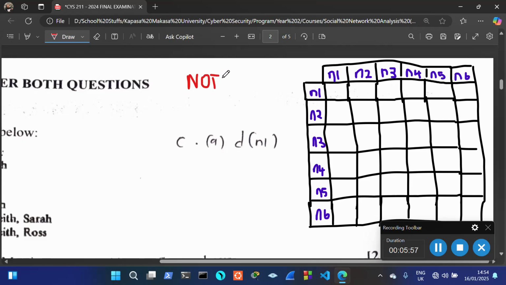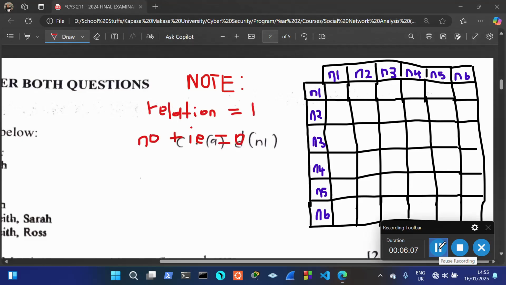So what are those? Number one, if a relation exists, we'll be denoting it with a 1. Let me just write that. What we mean is that if a node happens to have a relation with another node, we'll be denoting that with a 1. So if a relation exists, we'll be saying 1.